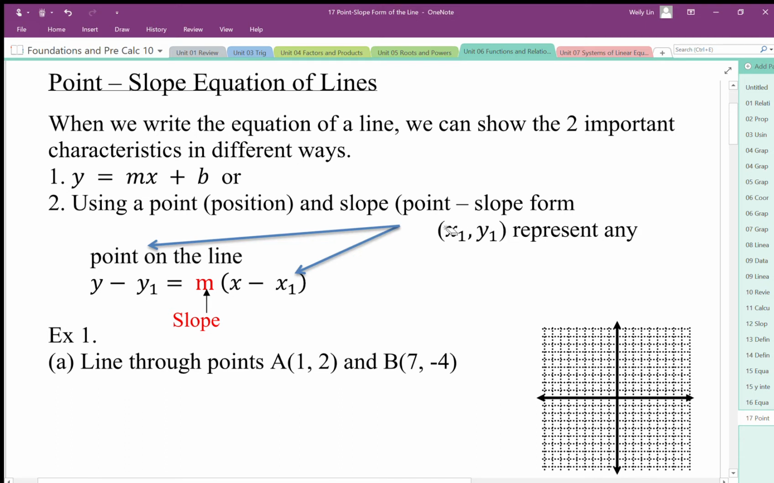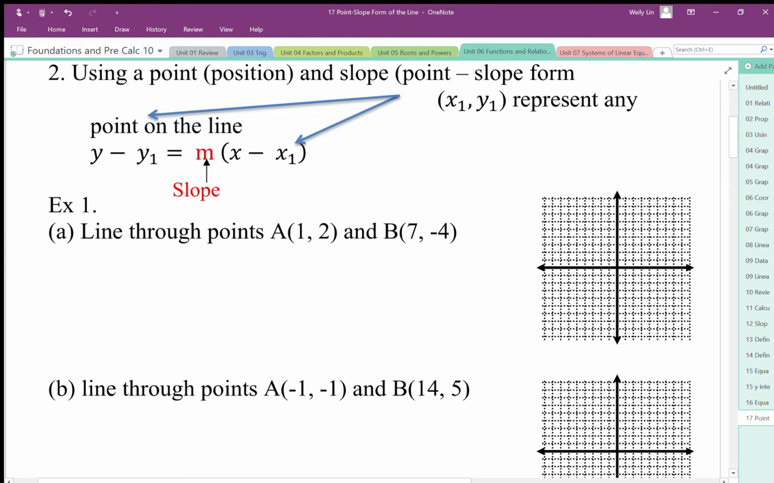In this case, we'll label that point general point x1, y1. The nice thing about the y-intercept is it tells us the initial value, but it's a specific point. The point-slope form is much more efficient because we don't have to rely on the specific point b, the y-intercept. We can use any point on that line.